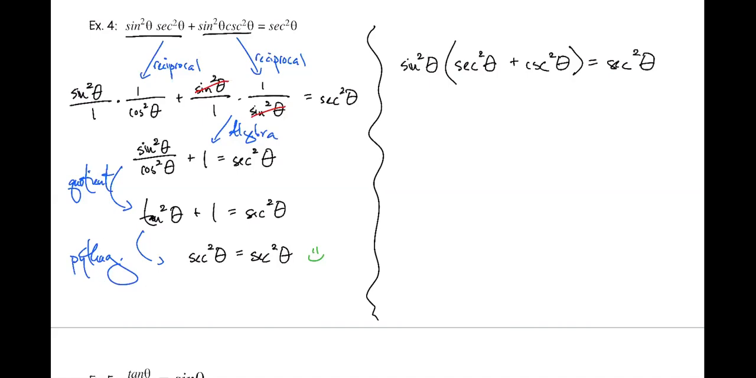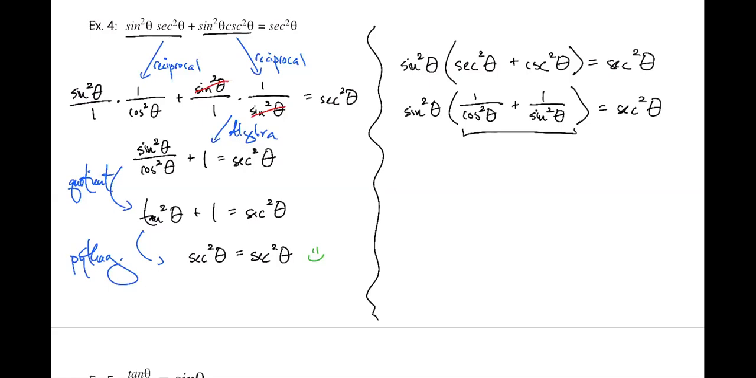And if I think about replacing things at this point, I might say this is 1 over cosine squared plus 1 over sine squared. Now, if I wanted to combine these two fractions, I can't add them the way they are. I cannot add 1 over cosine squared plus 1 over sine squared. How could I modify those two fractions so that I could add them together?